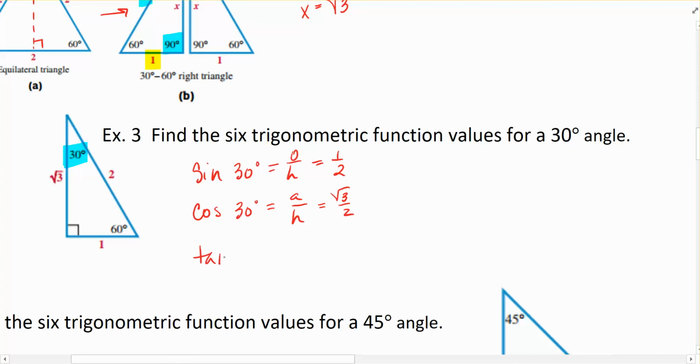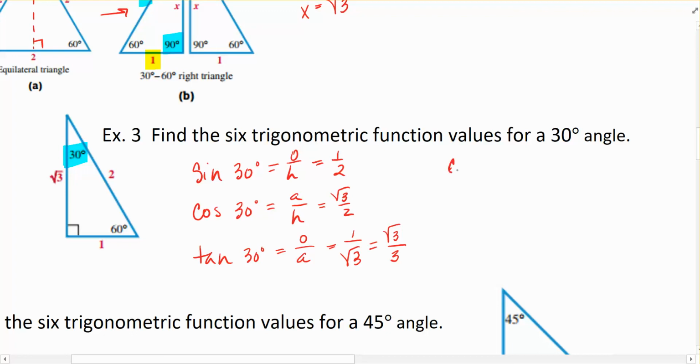And tangent of 30 degrees is going to be opposite over adjacent, which would be 1 over the square root of 3. Now we can't leave the radical in the denominator, so I'm going to multiply top and bottom by the square root of 3, and that gives me the square root of 3 over 3. So let's move on and find the 3 remaining function values by simply taking the reciprocal identities here.